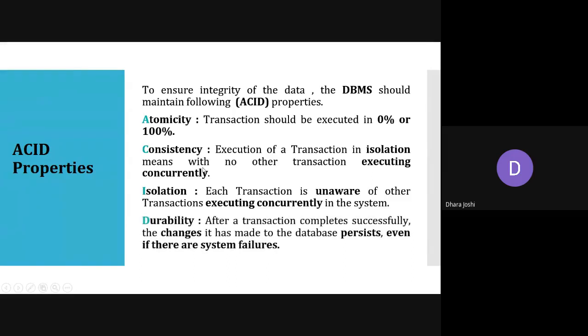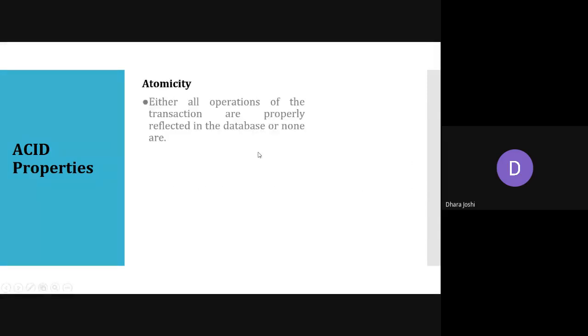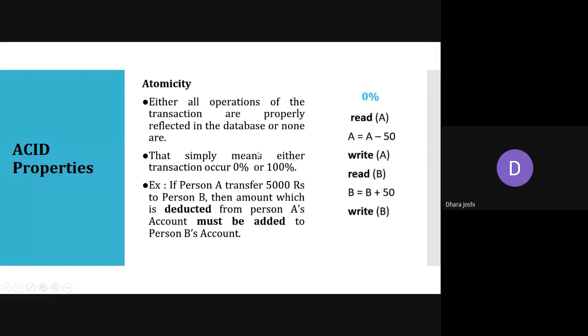And durability. If there are 15 operations within a transaction, then all 15 operations need to be completed. So if your transaction completed successfully, then whatever changes you have made in that transaction's instructions should be properly reflected in the database. It should persist. It is called durability. Okay, so we have covered all this.